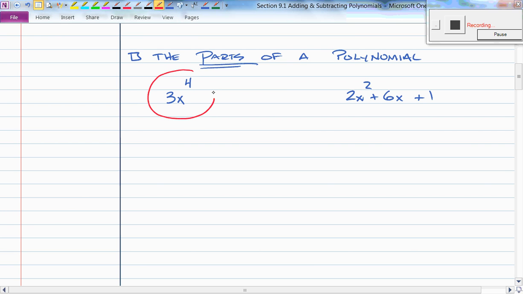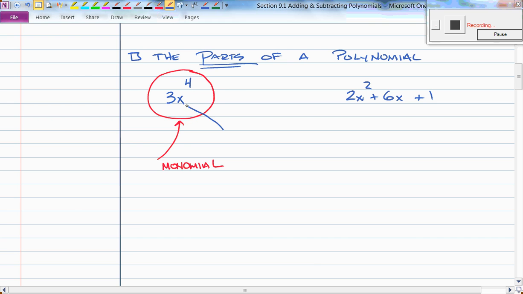You guys tell me, what type of a polynomial is this? This is a monomial. Good. How do you know it's a monomial? There's only 1 term, right? How many terms does it have? 1. Yeah, good. Okay, good. Now let's talk about these parts here, okay?